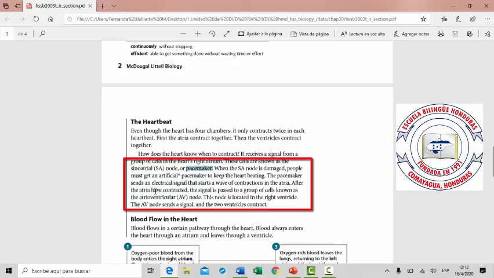After the atria have contracted, the signal is passed to a group of cells known as the atrioventricular node. This node is located in the right ventricle. The AV, or atrioventricular node, sends a signal and the 2 ventricles contract.